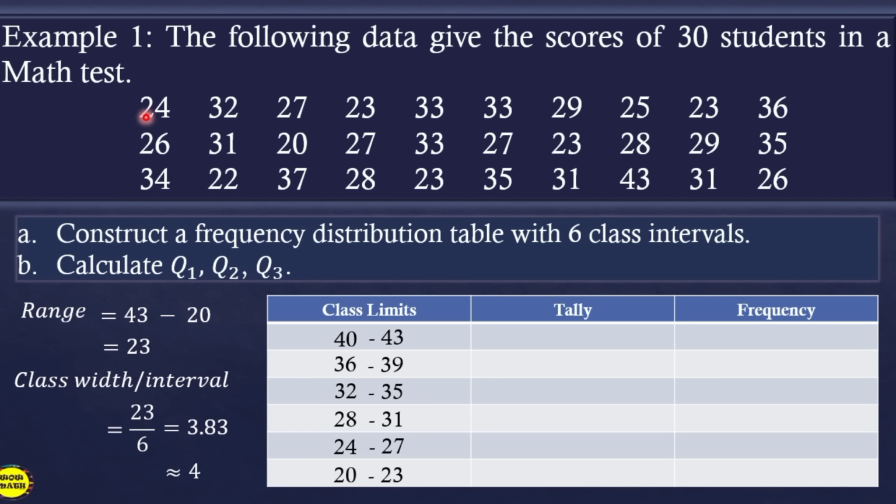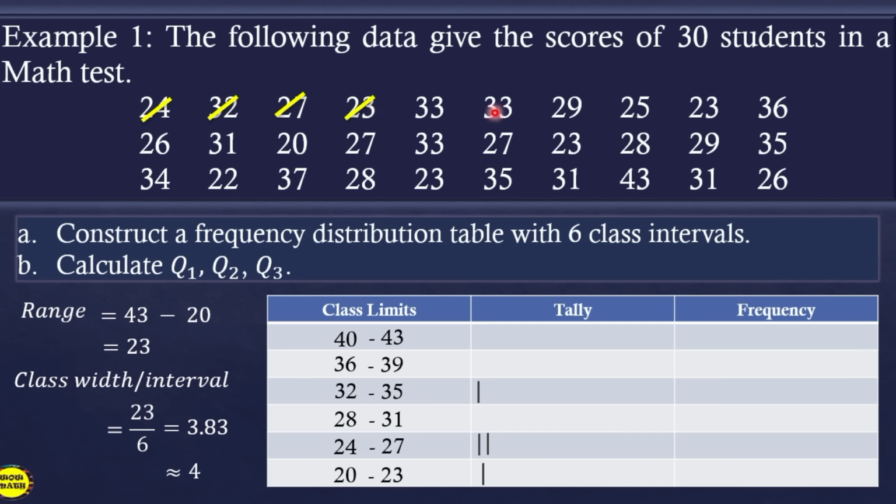So, start tayo sa 24. Sa 24, dito siya, no? So, 24, okay. Next. And then, i-cancel ninyo, i-cross out ninyo para mas madali ninyong malaman na tapos na natin siya. Next is 32. Okay, so, next is 27. Okay. Next is 23. Okay.